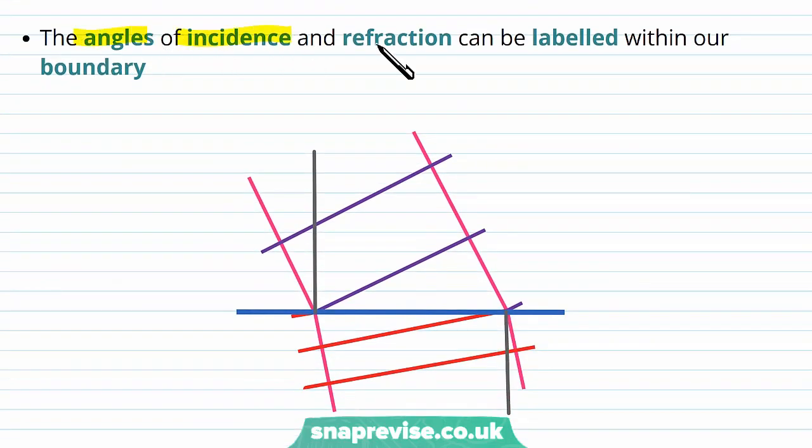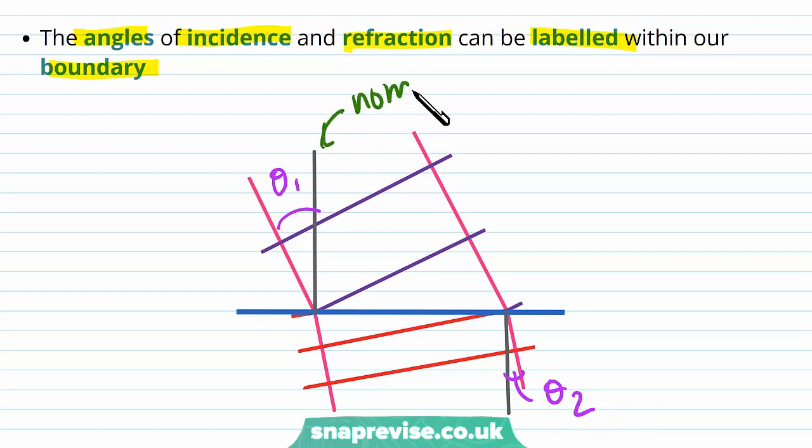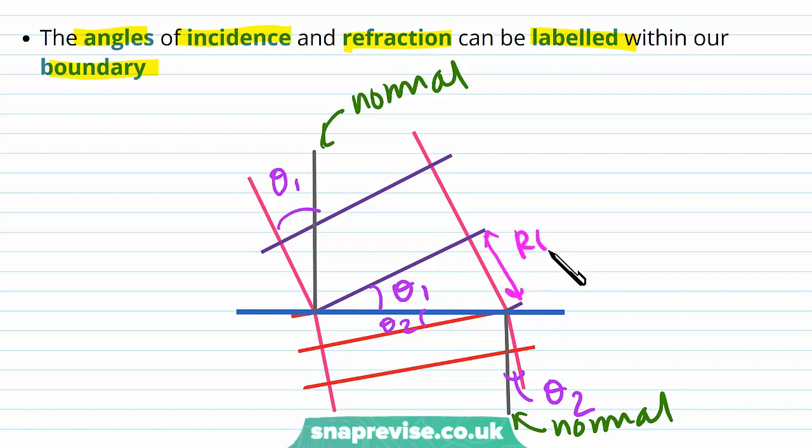The angles of incidence and refraction can be labelled within our boundary. So we've said that this angle here, θ1, is the angle of incidence, and then this angle here, θ2, is the angle of refraction, because they're the angles that the incident ray and the refracted ray make with the normal. And using angle rules, we can actually work out that this angle here is θ1 and this angle here is θ2. And we also know that this side we've labelled RQ and we've labelled this side PS.